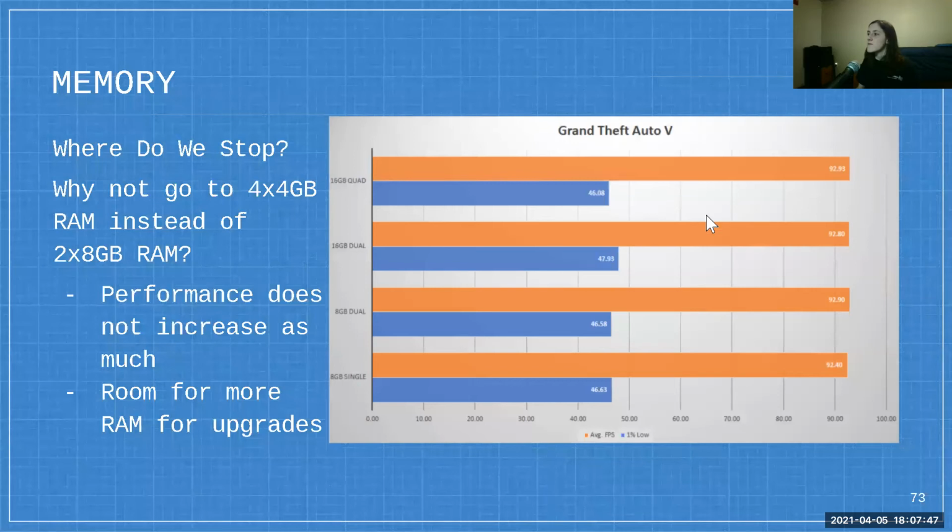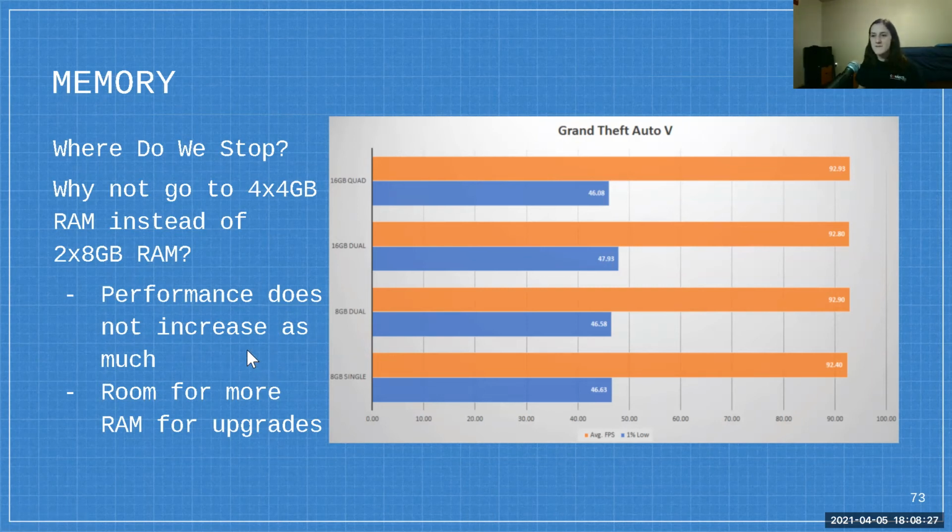And so if we compare that to what if we go quad? So what if we go to 4 by 4 gigabytes. If we go to quad, then our frames per second increases to 92.93. So it's not really worth it to go that extra step because the performance is going to decrease the more that you modularize like that, because you don't want to just have a bunch of two gigabyte sticks of RAM. And then Trey said in the chat, if 1 16 gigabyte RAM stick fails, you're screwed, which is also very true.